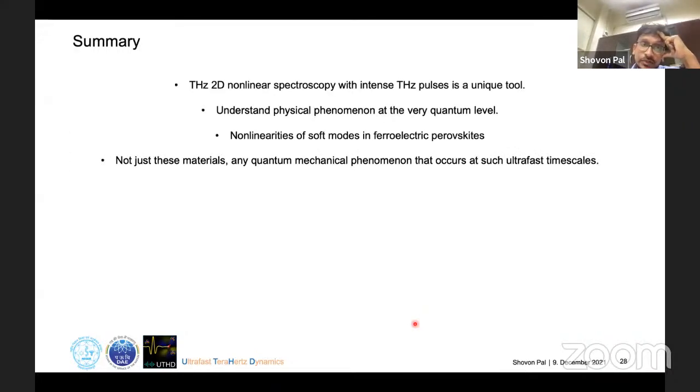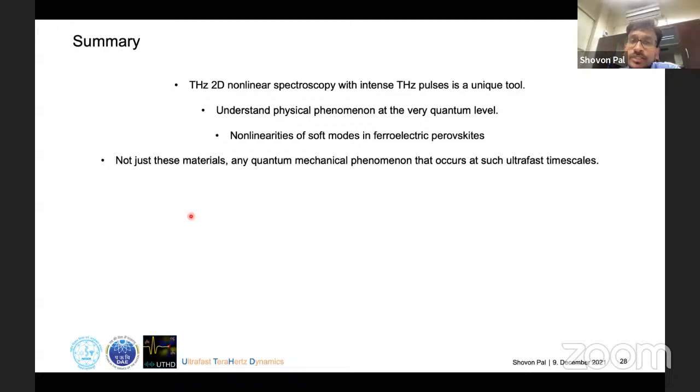To summarize, what I have shown you is that a very different kind of spectroscopy, nonlinear spectroscopy with intense pulses, is in fact a very unique tool that can help you understand a lot of interesting physical phenomena at the very quantum level. In this work, I have just shown you one example where we looked at the nonlinearities of a soft mode in a ferroelectric perovskite. And just to give you a flavor, this is not all.